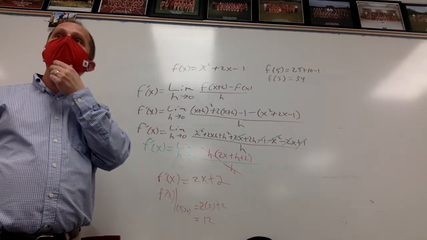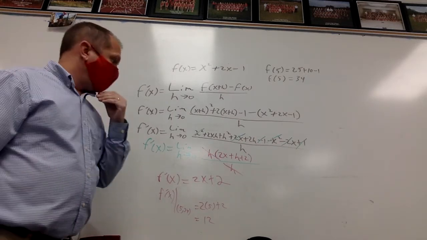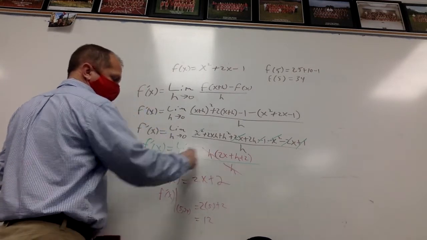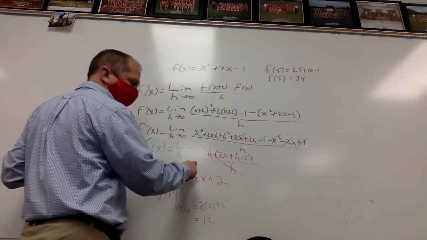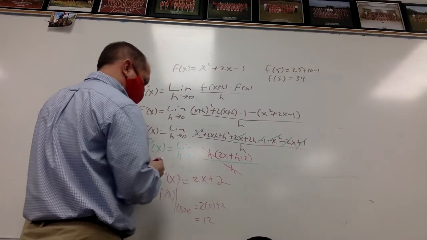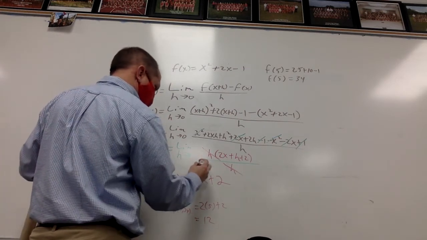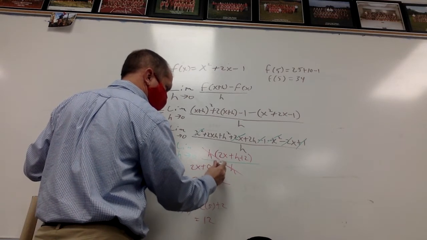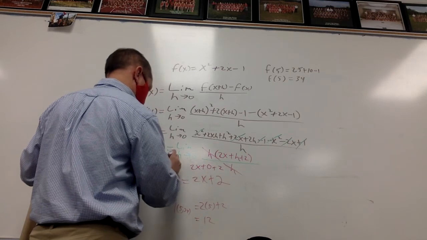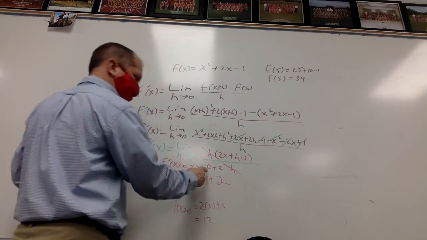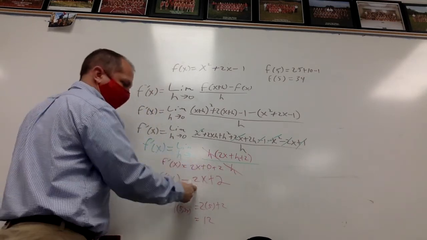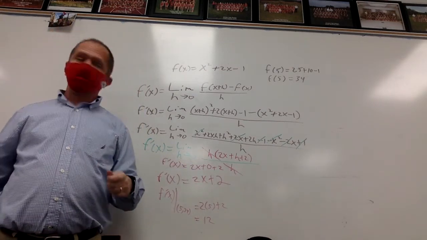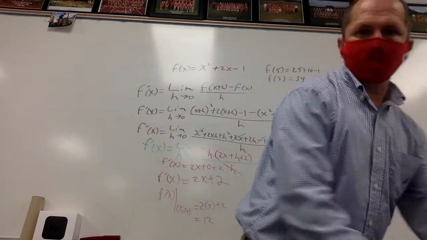Yes? What happened to the h right before you got the 2x plus 2? What happened to it? All right, this is h approaching 0 right here. So basically what's happening here, let me do this. I'm going to make it 2x plus 0 plus 2. So it goes away and just becomes 2x plus 2. Great question. Sorry I wasn't clear on that earlier. I'm going to go ahead and stop the video.